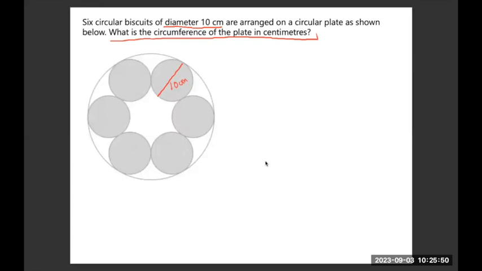Now, in order to find the circumference of the plate, I will of course require the radius or the diameter of the bigger circle. That's what you have to crack easily. There's some relationship between the smaller and the bigger circle, which you can see in the diagram itself. And that's why you are given the radius of the smaller circle here.